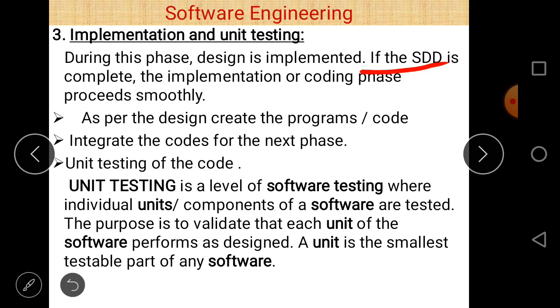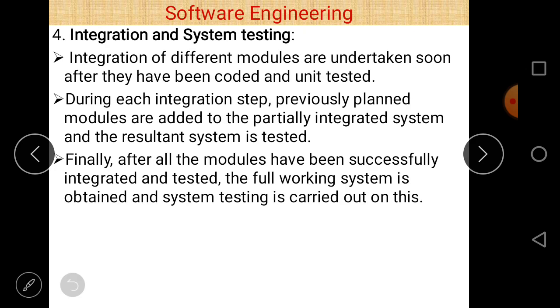Phase number 3 is implementation and unit testing, and after that comes integration and system testing. So till now, in phase number 3, we develop different units, write code for different units, and also test different units. But in part number 4, there is integration and system testing of all units, combining all units into a single system. Integration of different modules is undertaken soon after they have been coded, and during each integration step, previously planned modules are added to the integrated system, and the resultant system is tested. And finally, after integration is complete, comes system testing, checking whether the software works as a single system or not. That is called system testing.